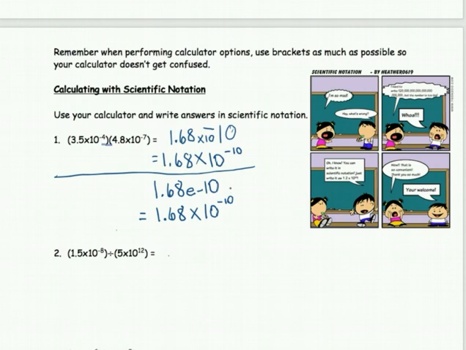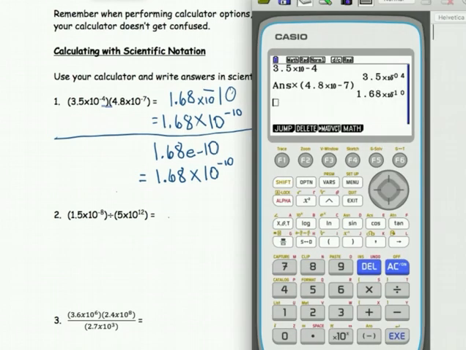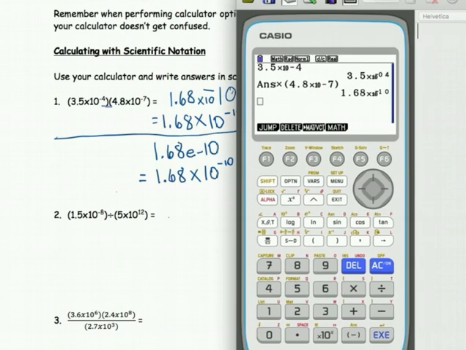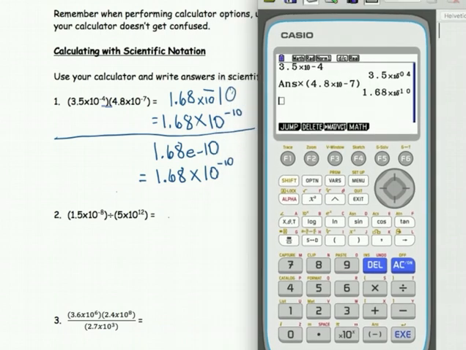Go ahead and try the next one. Make sure you are getting the exact answer that I'm getting. If you are off by 1 for the exponent, that's a big deal. That's a huge difference in the value, and it could lead to errors if you were working in the real world, like for a company.